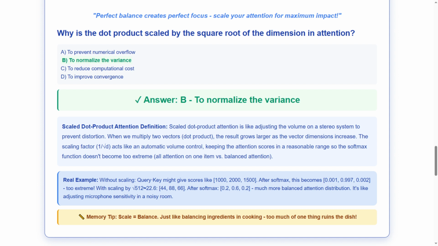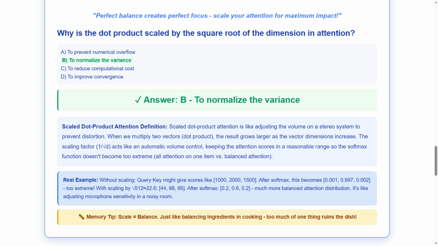Scaled dot product attention is like adjusting the volume on a stereo system to prevent distortion. When we multiply two vectors using dot product, the result grows larger as the vector dimensions increase. The scaling factor, 1 over square root of d, acts like an automatic volume control, keeping the attention scores in a reasonable range so the softmax function doesn't become too extreme, meaning all attention on one item versus balanced attention. This provides automatic volume control for attention.